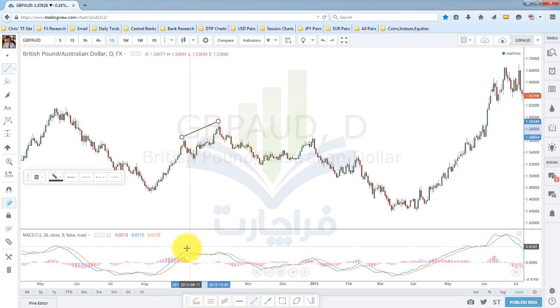Here we have price moving higher. We have the MACD swinging lower. Now, obviously, the cycle here is a double. Okay, this is a double cycle.